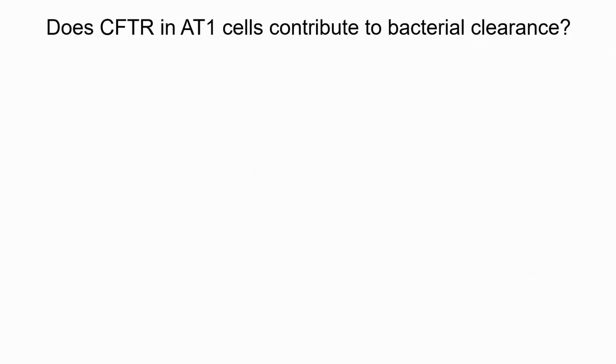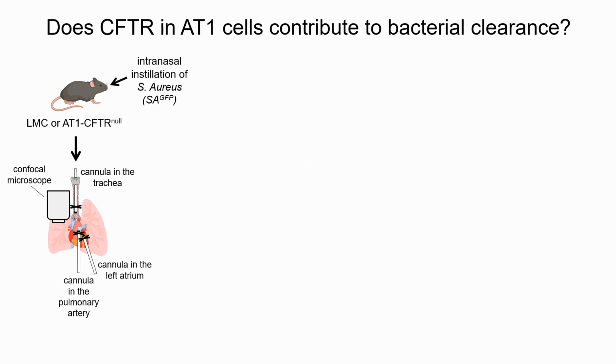So we asked, well, does CFTR in alveolar type 1 cells contribute to bacterial clearance? To do this, we intranasally instilled mice that were either littermate control or alveolar type 1 CFTR null with staph bacteria. We then viewed the lungs under confocal microscope, as I've described earlier. These mice in these staph experiments don't have the mTmG allele because our staph bacteria are GFP tagged.